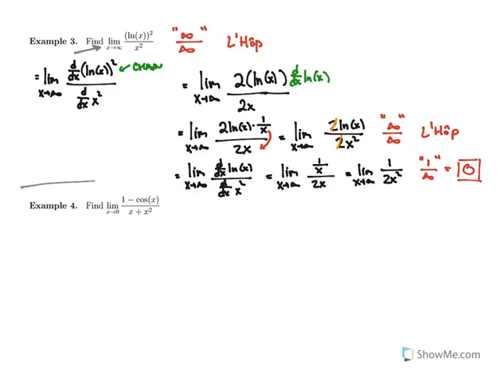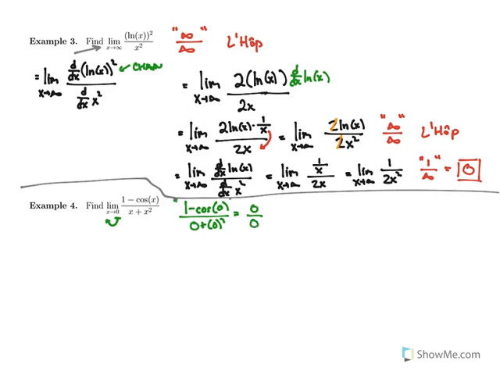In the meantime, let's continue to do example problems using L'Hopital's rule. So next problem, we are going to plug in 0 for x. That's going to give us 1 minus cosine of 0 over 0 plus 0 squared. That's going to be 0 over 0, 1 minus 1 on the top, 0 on the bottom. That's an indeterminate form. It's of the right indeterminate form, so we can use L'Hopital's rule.